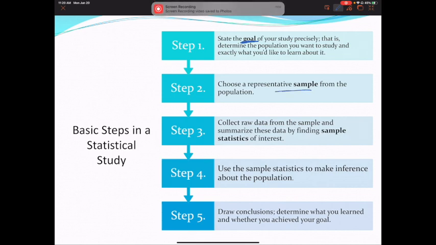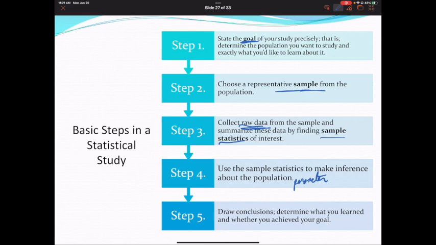Then you need to choose a representative sample from the population. You need to collect the raw data from the sample and summarize these data by finding the sample statistics. We can then use these sample statistics to make inferences about the population parameter. And then we need to draw conclusions and determine what we learned and whether we achieved our goal.